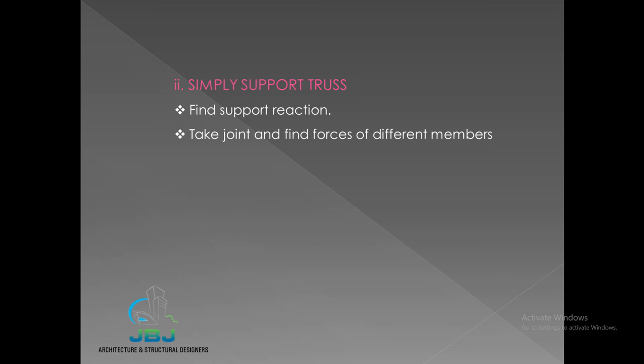For the simply supported trusses, how can we analyze them? Support reaction is also very important. First of all, it's a very important thing: you should find the reaction at the support. Then you take any one joint and draw the free body diagram at that particular joint. Then you can continue that procedure, apply all the assumptions again, and find the forces of each member of these trusses. Clear?